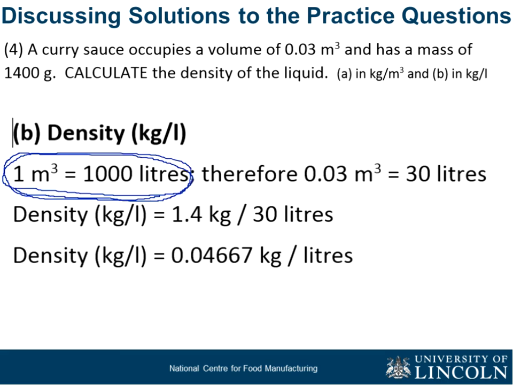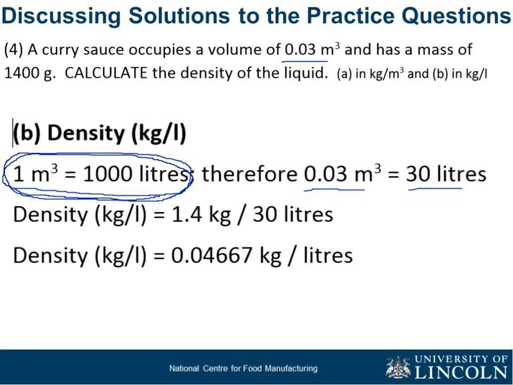Therefore, now we are given 0.03 meter cube. So our 0.03 meter cube will be 30 liters. Now let me show you how this works. If you are moving from one to one, look at what is happening here.